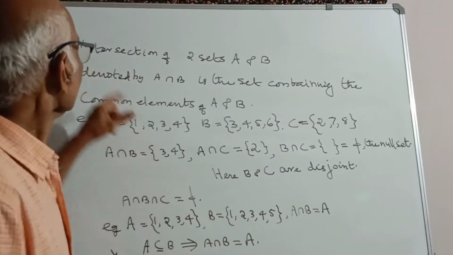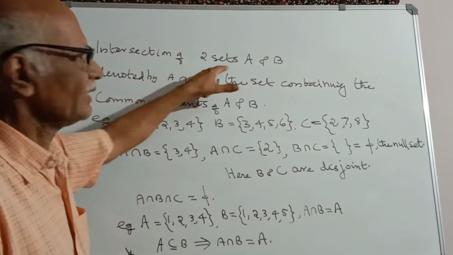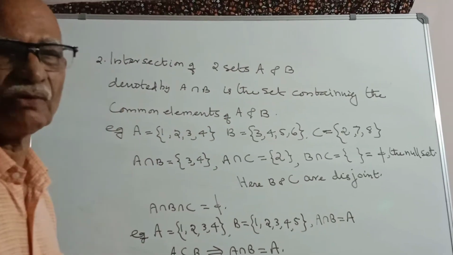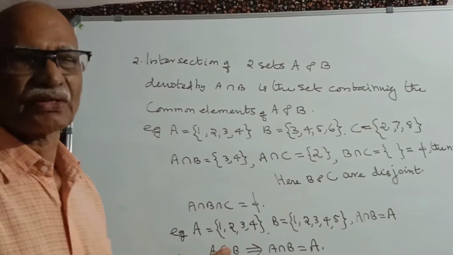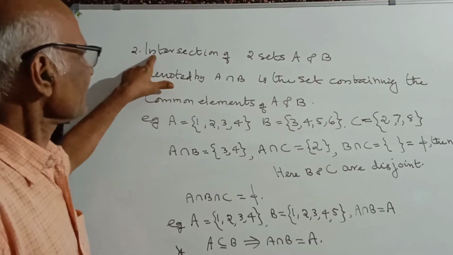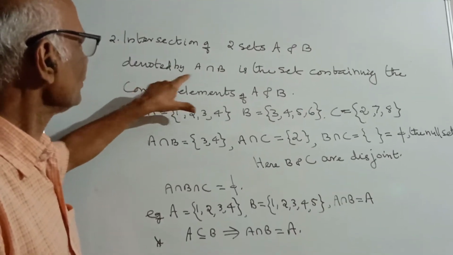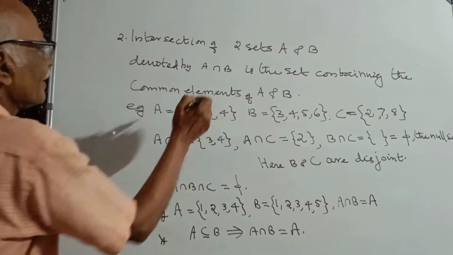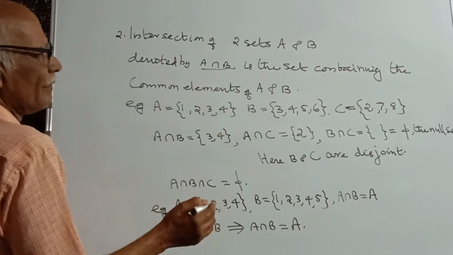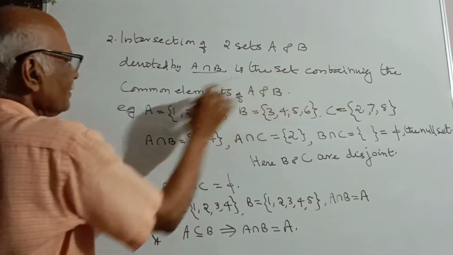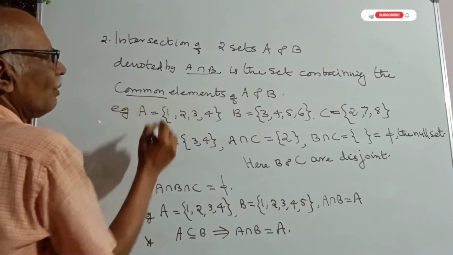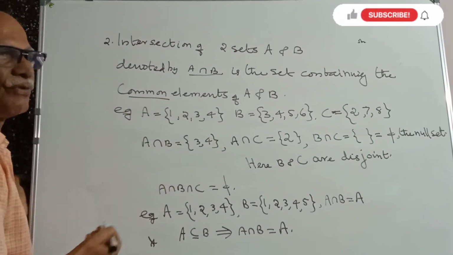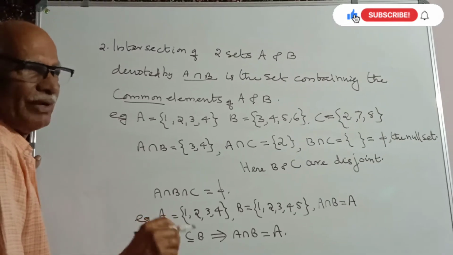We consider the intersection of two sets A and B. First one was union. Now it is intersection. Intersection of two sets A and B is denoted by A intersection B. This is the symbol. Now it is the set containing the common elements of A and B. So we are looking for the common elements and we form a set.